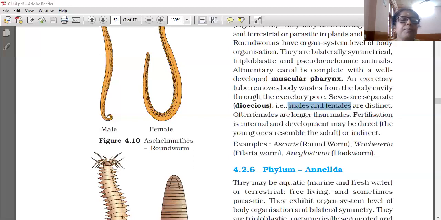Next one is development, which is indirect. Development indirect means a larval stage is present. Larval stage is present.